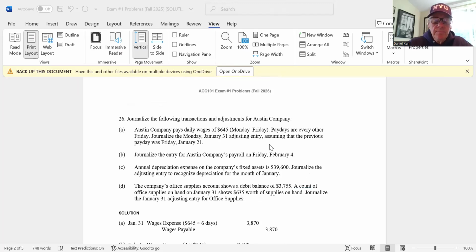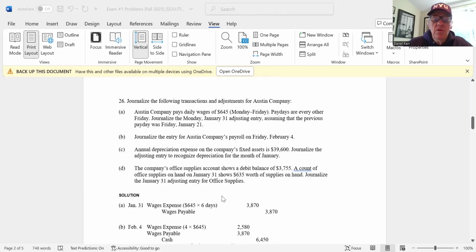For the first one, the salaries are paid every 2 weeks, Monday through Friday, so you have 5 days in a work week. You have to make an adjusting entry at January 31st, which is Monday, assuming the previous payday was on the 21st. So you've got 5 days' worth of salary from the week following January 21st, and the following Monday, so you've actually got 6 days. 6 days times $645 a day. So it's a debit to wages expense and a credit to wages payable. That was the adjusting entry.